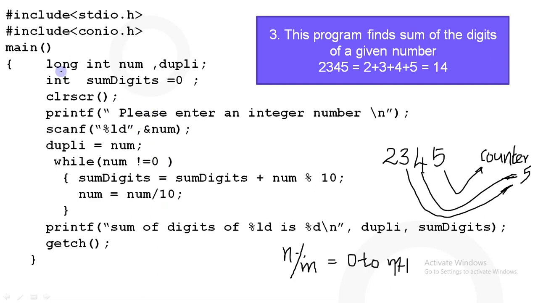So I will repeat this by just reading this long int num, because this will facilitate any long number greater than 33,000 plus. Then a duplicate in order to store this number, because in the melee this number will become 0.